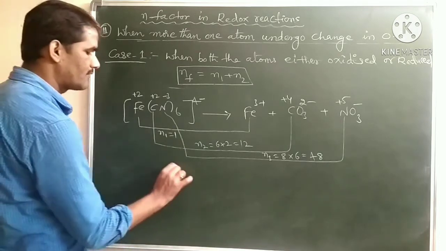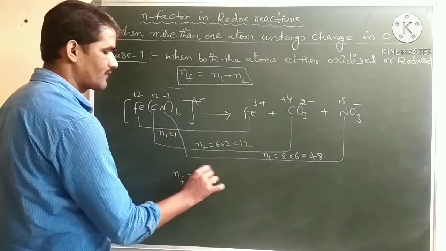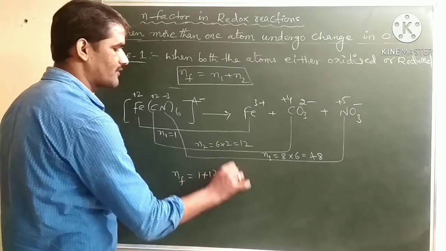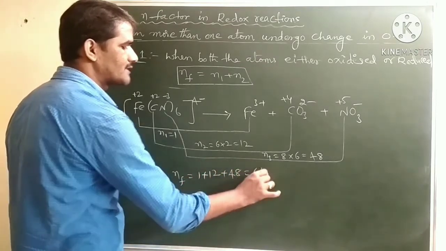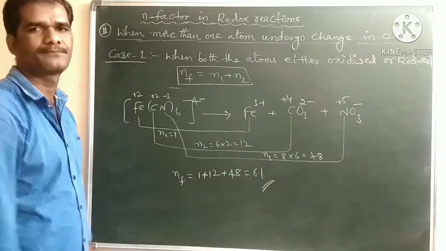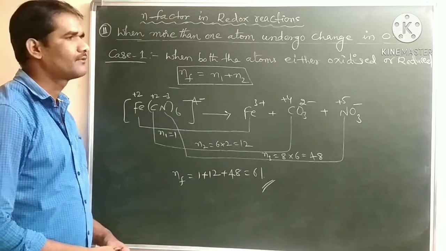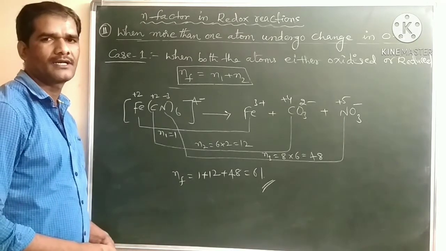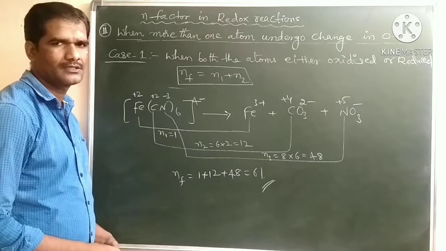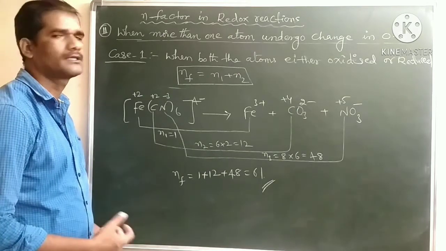Now overall N factor N1 plus N2 plus N3, 1 plus 12 plus 48, that will give 61. This is the N factor for that complex. So like this we can calculate N factor when more than one element undergoes either oxidation or reduction. This is the case 1. Now we will see the case 2.